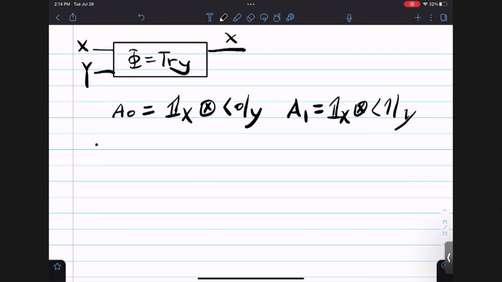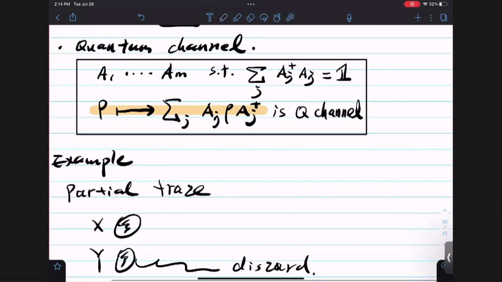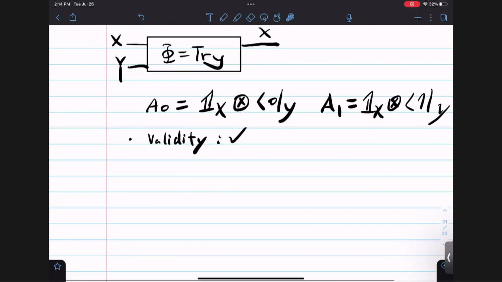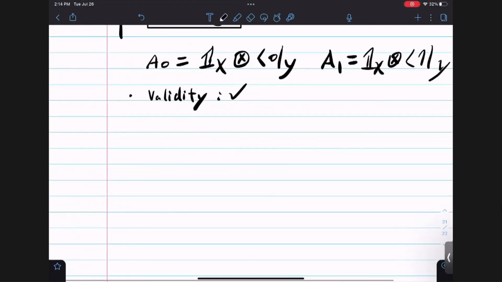I want you to verify that these two matrices satisfy this condition here. So it's valid, and let's see what it does.